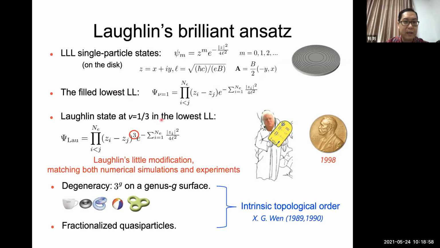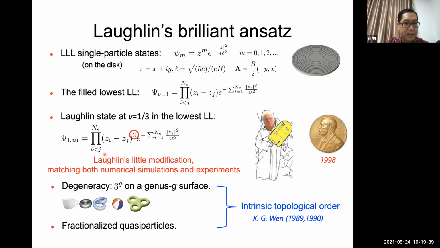Well, Laughlin made a slight modification to this nu equal to 1 wave function. He just changed the power of z_i minus z_j from 1 to 3. And this is his ansatz wave function for 1/3 filling. And this modification can indeed change the filling factor from nu equal to 1 to nu equal to 1/3. And later people found that this wave function matches both numerical simulations and experiments. So now we believe that the 1/3 fractional quantum Hall effect is indeed described by this Laughlin ansatz wave function.